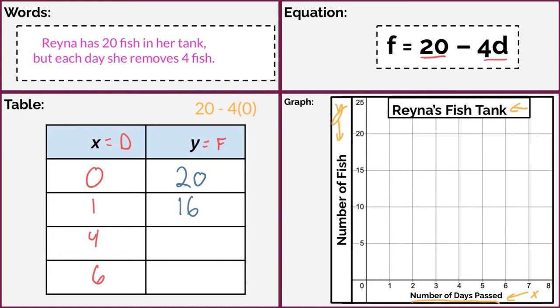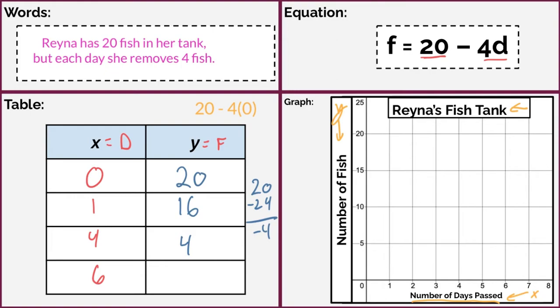Then we're going to start removing some fish at a much faster pace. 4 times 4 is going to be 16. 20 minus 16 is going to be 4. Now the last number that I picked there is 6. But if I do 6 times 4, I'm going to get 24. And then if I do 20 minus 24, I end up with negative 4 fish.